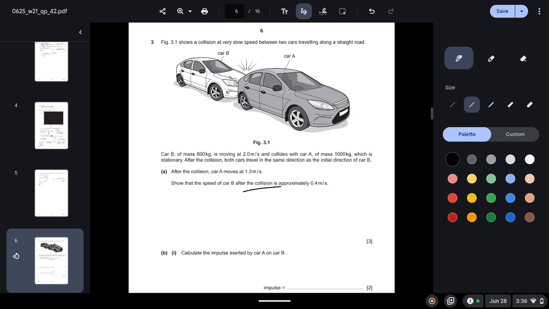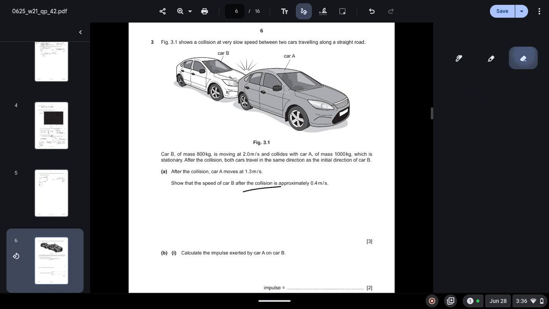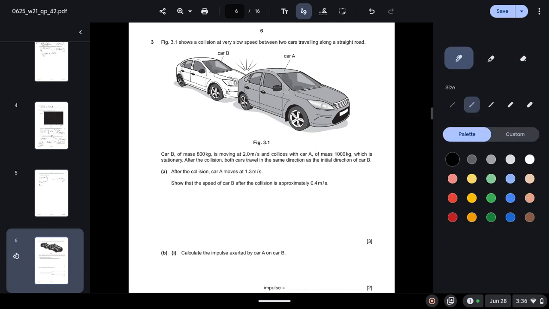So here we will use the principle of conservation of momentum, which says that the total momentum of the system before must be equal to the total momentum of the system after the collision. So total momentum before, since car A is stationary, it has 0 momentum. So car B's momentum is 800 times 2, which is 1600.